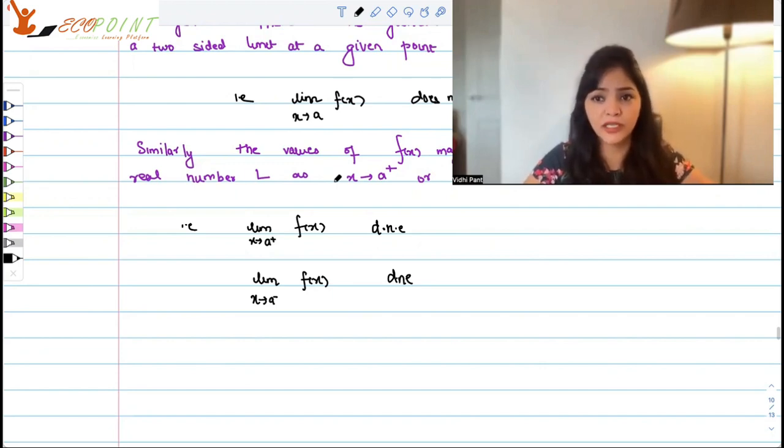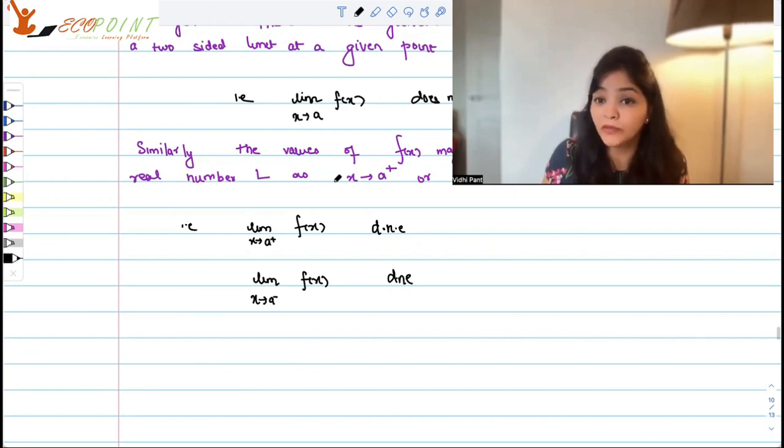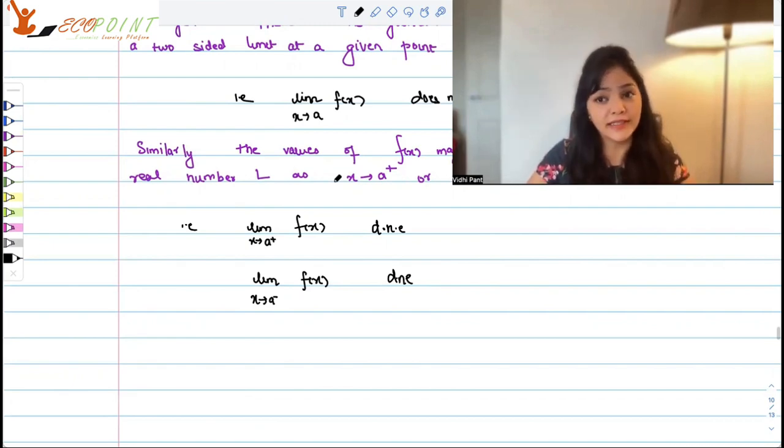As x is approaching A plus, I'm getting a different limit. And as x is approaching A minus, I'm getting a different limit. So what will I take as the limit of the function? That has to be unique. I'm not getting anything unique, right? So that tells you when the limit does not exist. With which you can figure out the criteria for when the limit will actually exist.